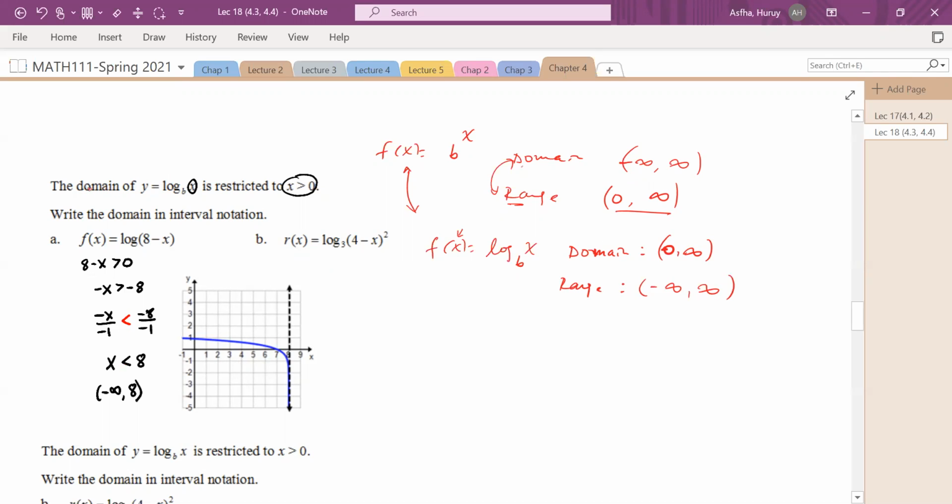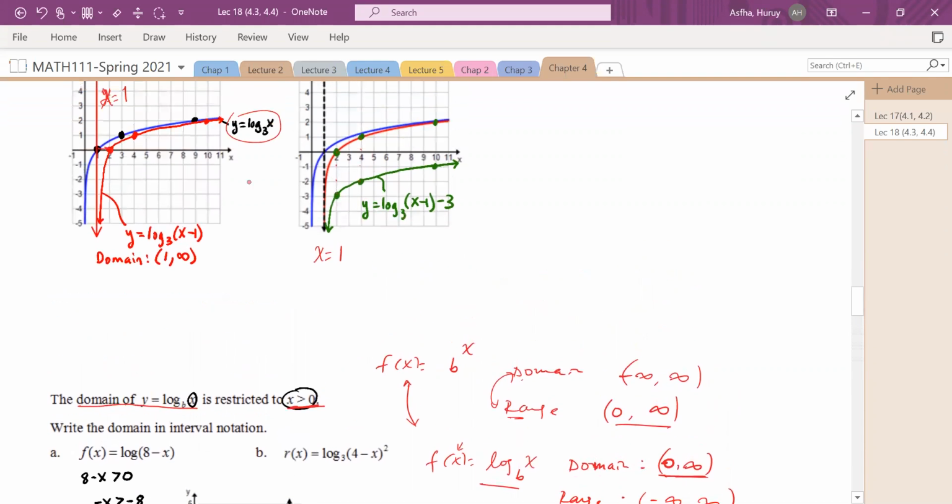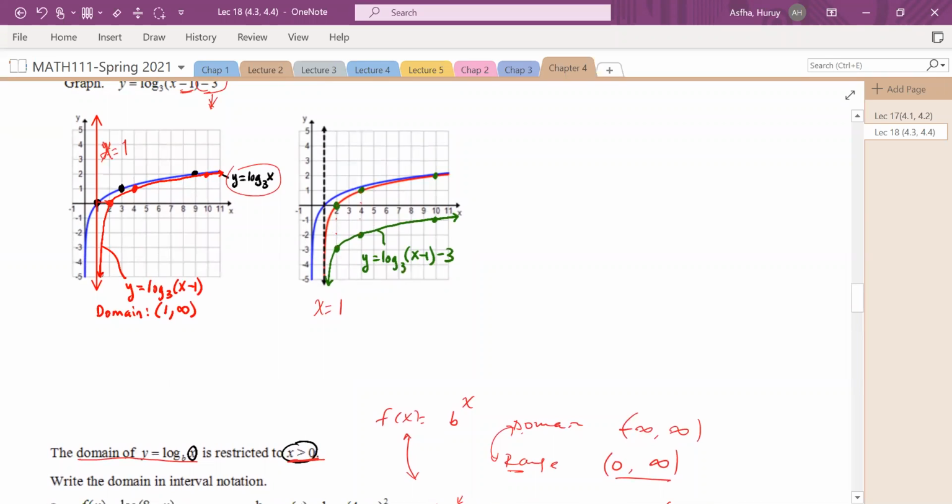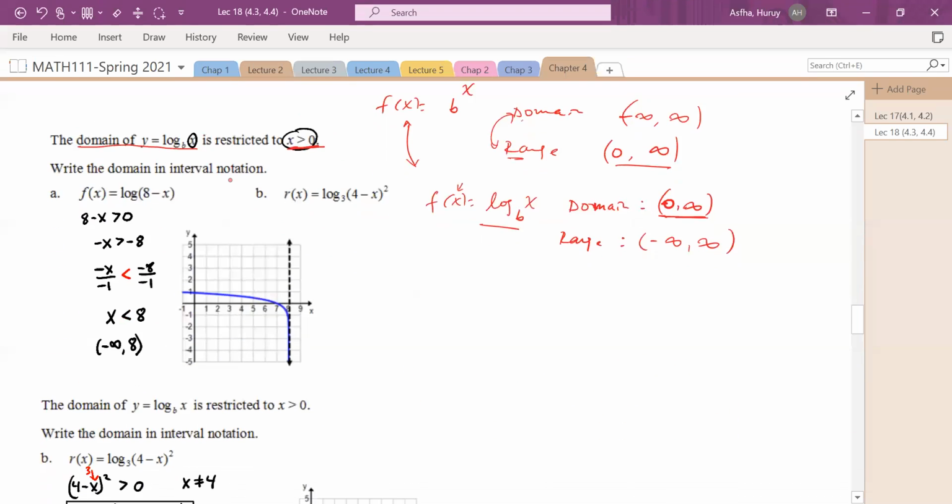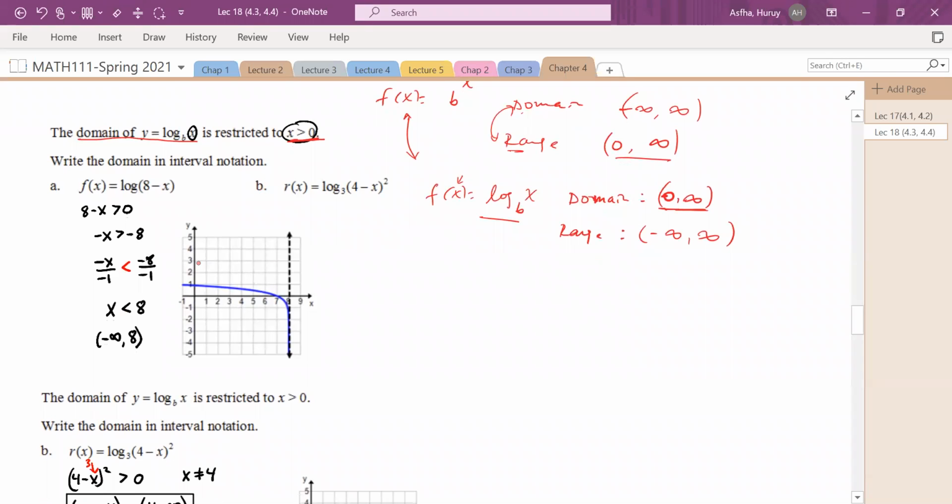Therefore, this is what we have. The domain for this logarithmic function is greater than 0, which means if we write this in interval notation, we have 0 to positive infinity. And the range is all real numbers, and you can see the range from here. If you look at this, it's going down forever. And if you look at this, it's increasing, which means it's going up forever. Therefore, the range is all real numbers.